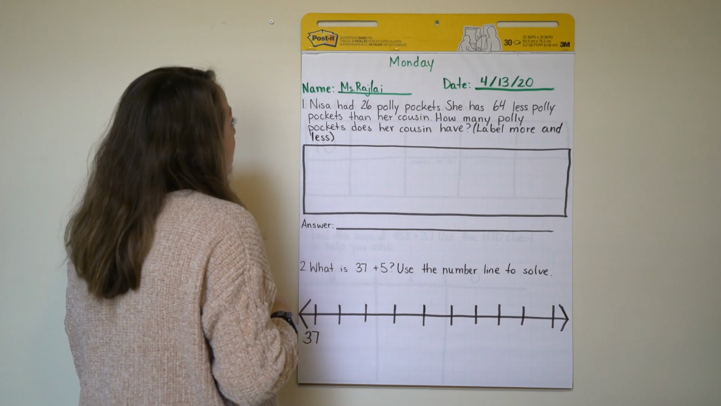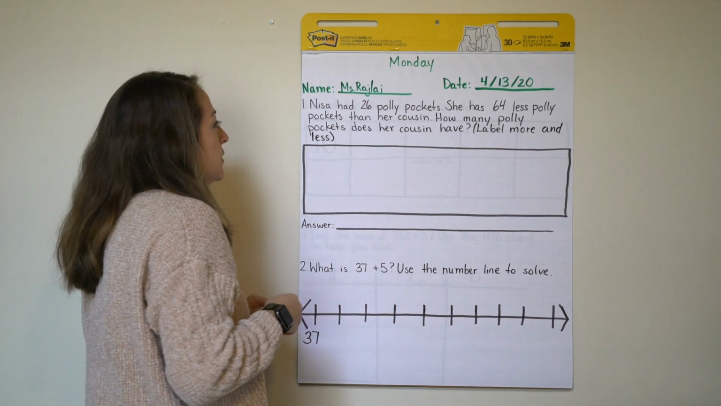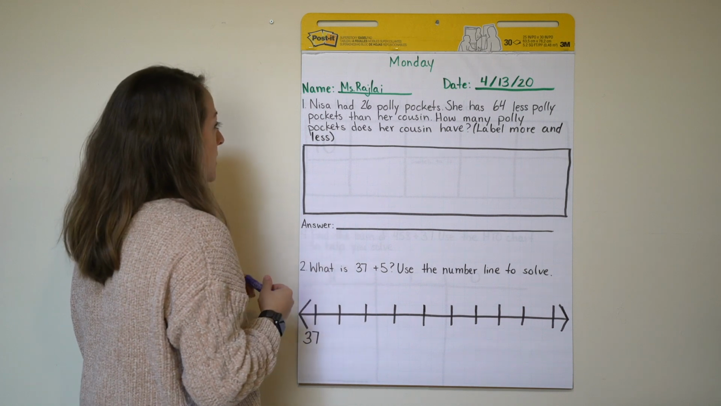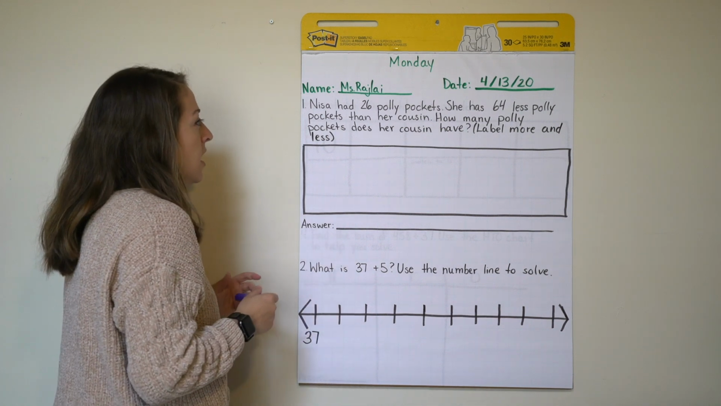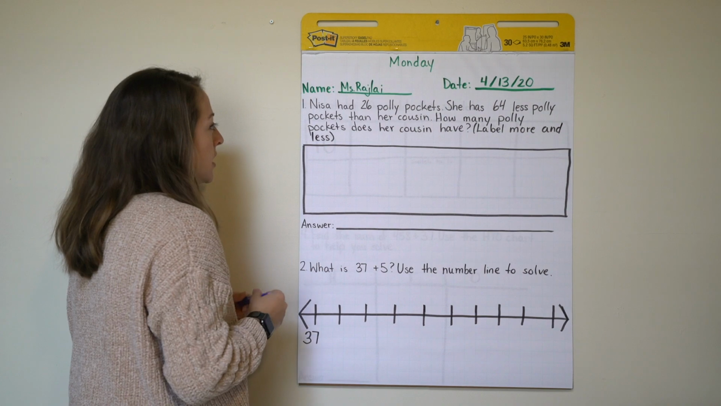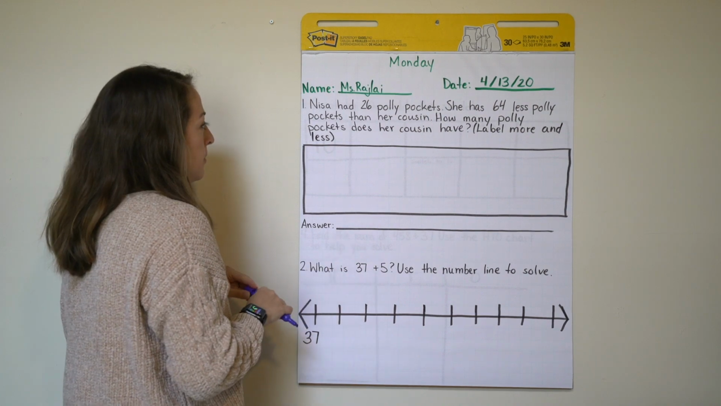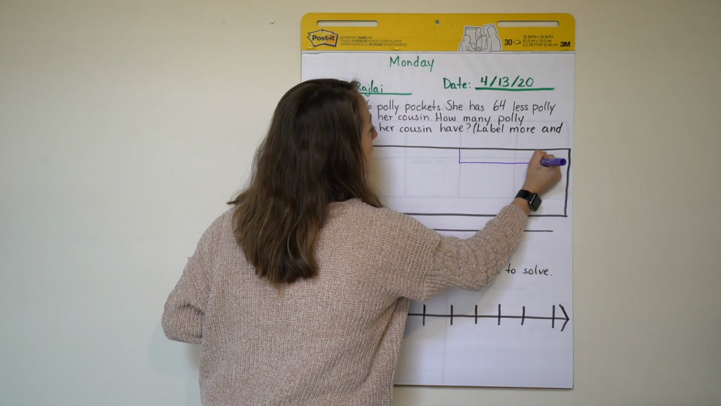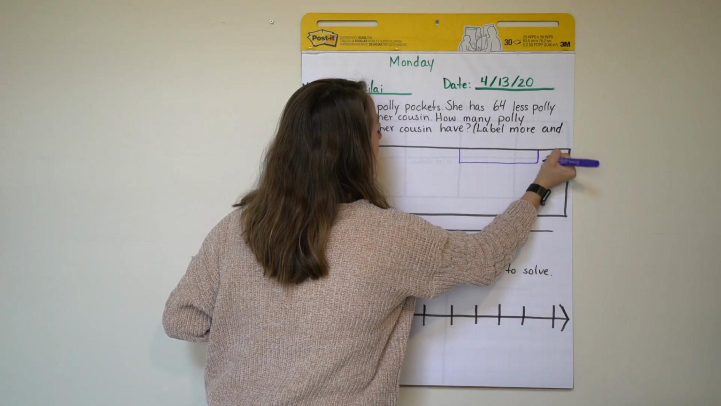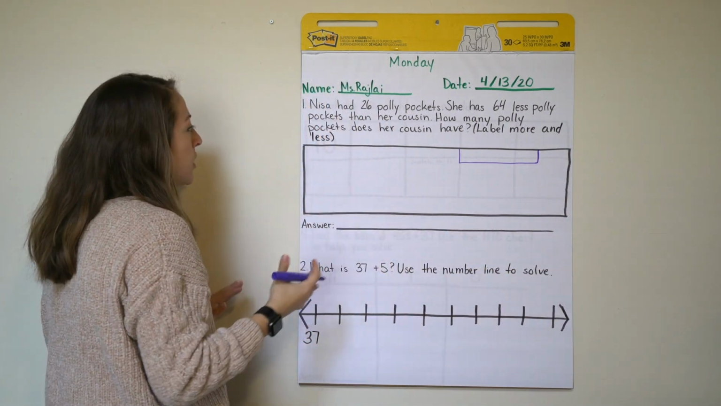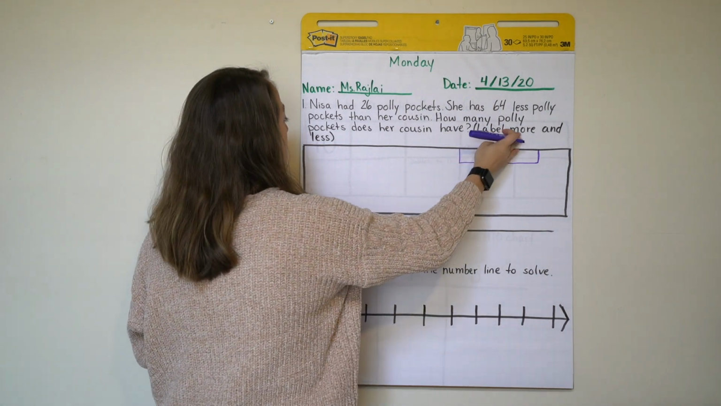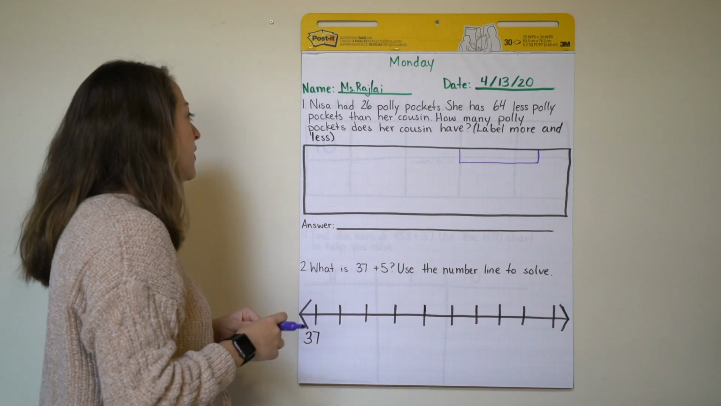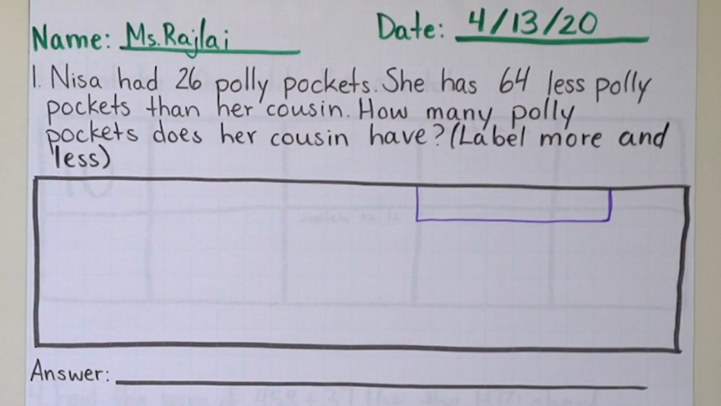Nisa had 26 Polly Pockets. She has 64 less Polly Pockets than her cousin. How many Polly Pockets does her cousin have? Label more and less. Okay, so we're going to put this box inside here so we can write our number sentence. But before we do that, we need to label who has more and who has less. So figure out who has more and who has less.